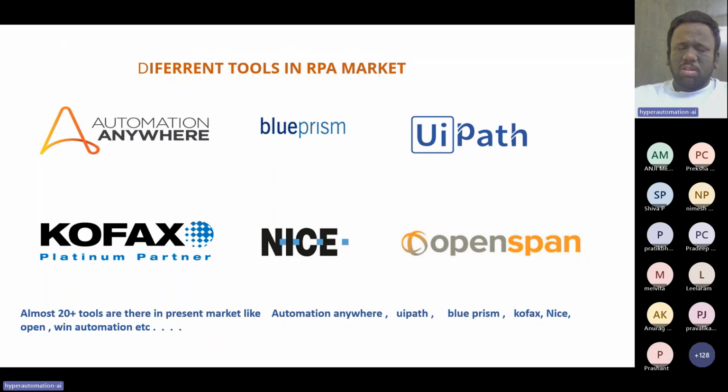So let's understand what the different tools in the market are and why we are targeting UiPath now rather than any other tools available in the market. Okay, so let's take a very layman example, and also try to understand the difference between UiPath and other existing RPA tools available in the market.